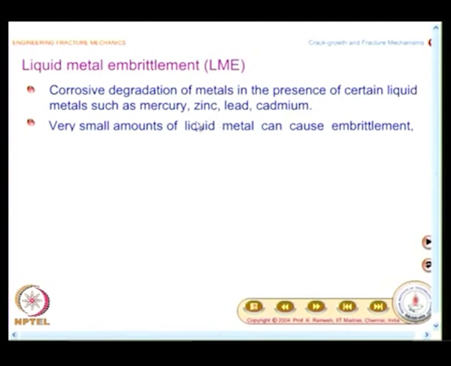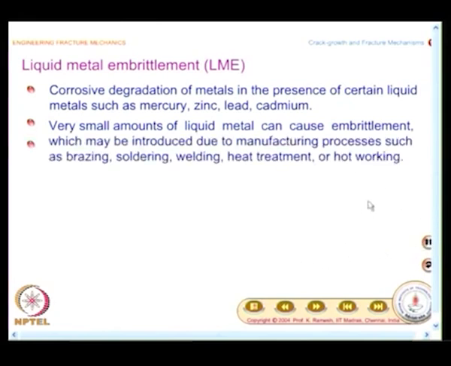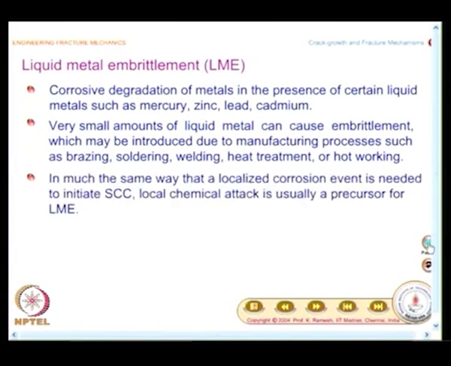And like what we had seen in the case of hydrogen embrittlement, there also we saw very small amounts of hydrogen can cause problem. Here also you find very small amounts of liquid metal can cause embrittlement. And where do they come from? They may be introduced due to manufacturing processes such as brazing, soldering, welding, heat treatment or hot working.